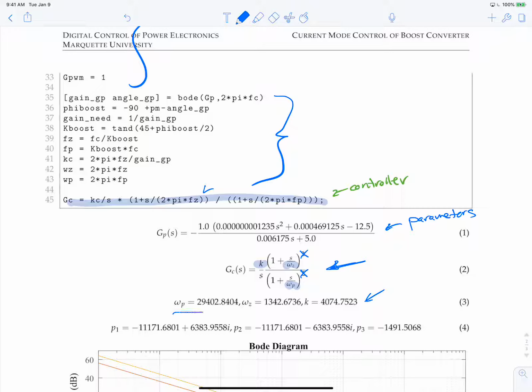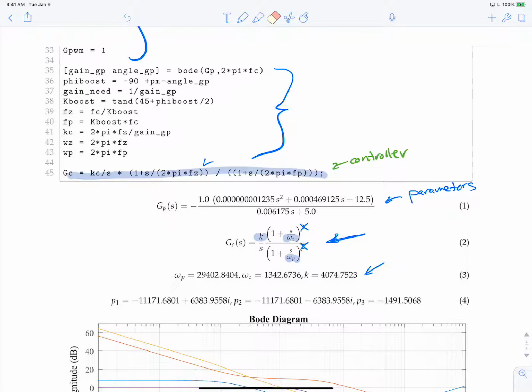So those are our poles and zeros and gain in line 3, equation 3. Line 4 essentially gives us our pole locations for our closed loop system. And if you look at them, they're all on the left-hand plane, which is something that we generally desire in order to ensure stability. So that's good.